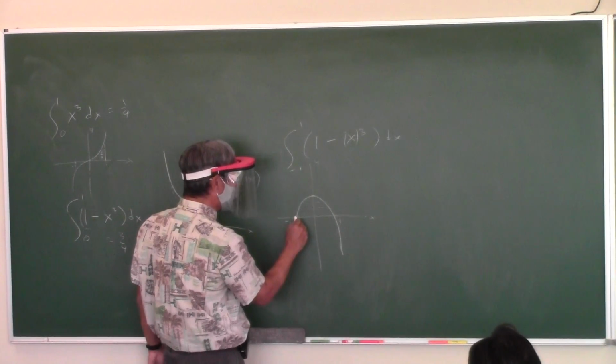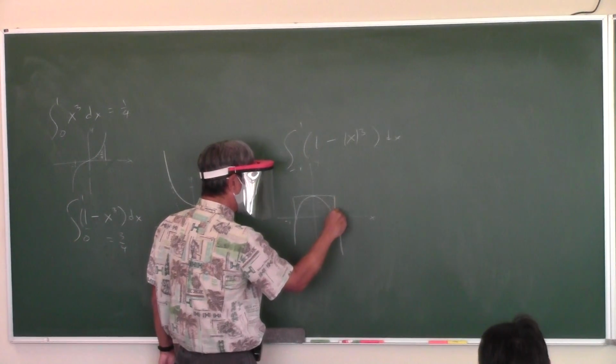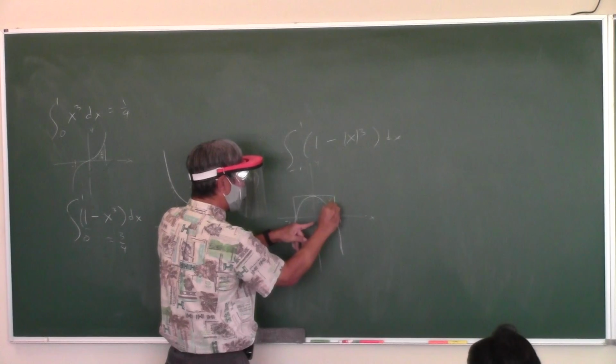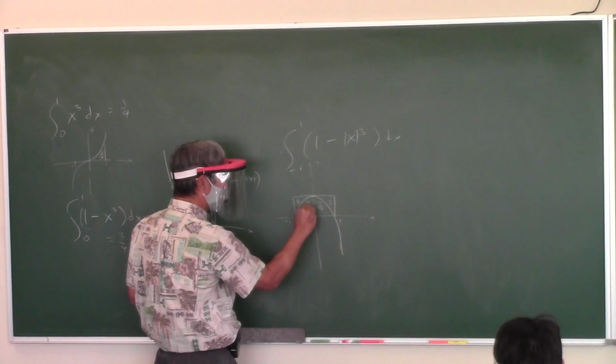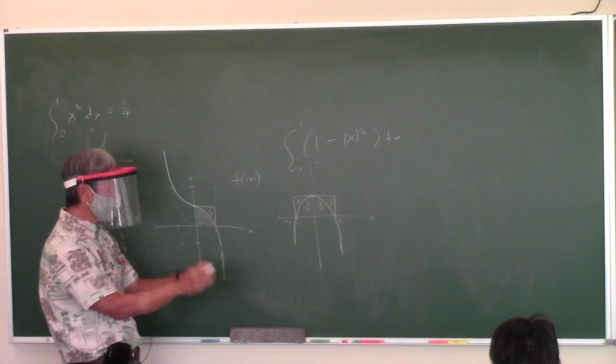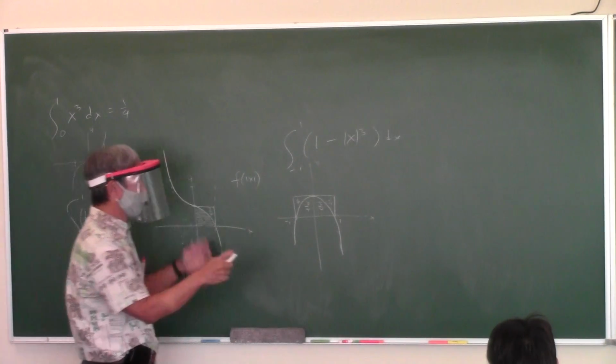Well, what did we just learn? Look, make the square. We know this area is 1/4 and that area is 1/4. So therefore, this one is 3/4 and this one is 3/4. So the answer is 3/2.